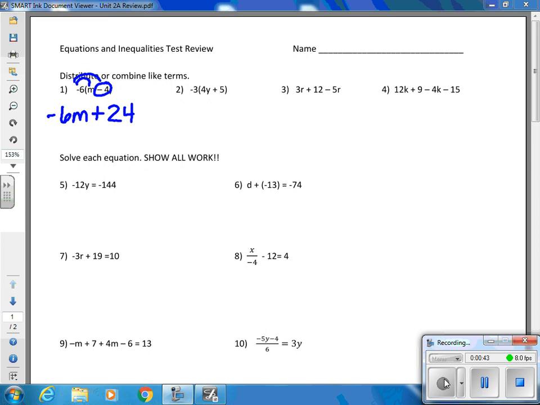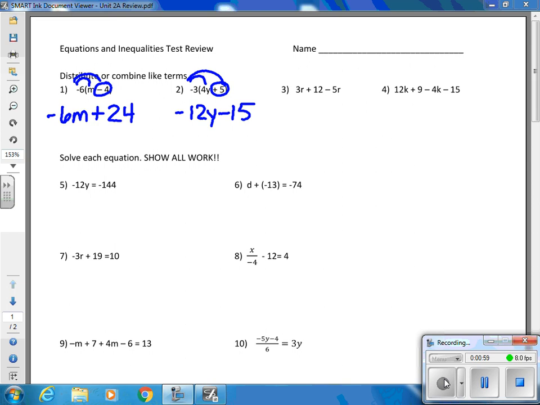For number 2, negative 3 times 4y is negative 12y, and negative 3 times positive 5 is negative 15. Okay, there's nothing you can do any further to those questions because it was just distributing. When you get to 3 and 4, you're going to see there is no distributing, but you can combine things.